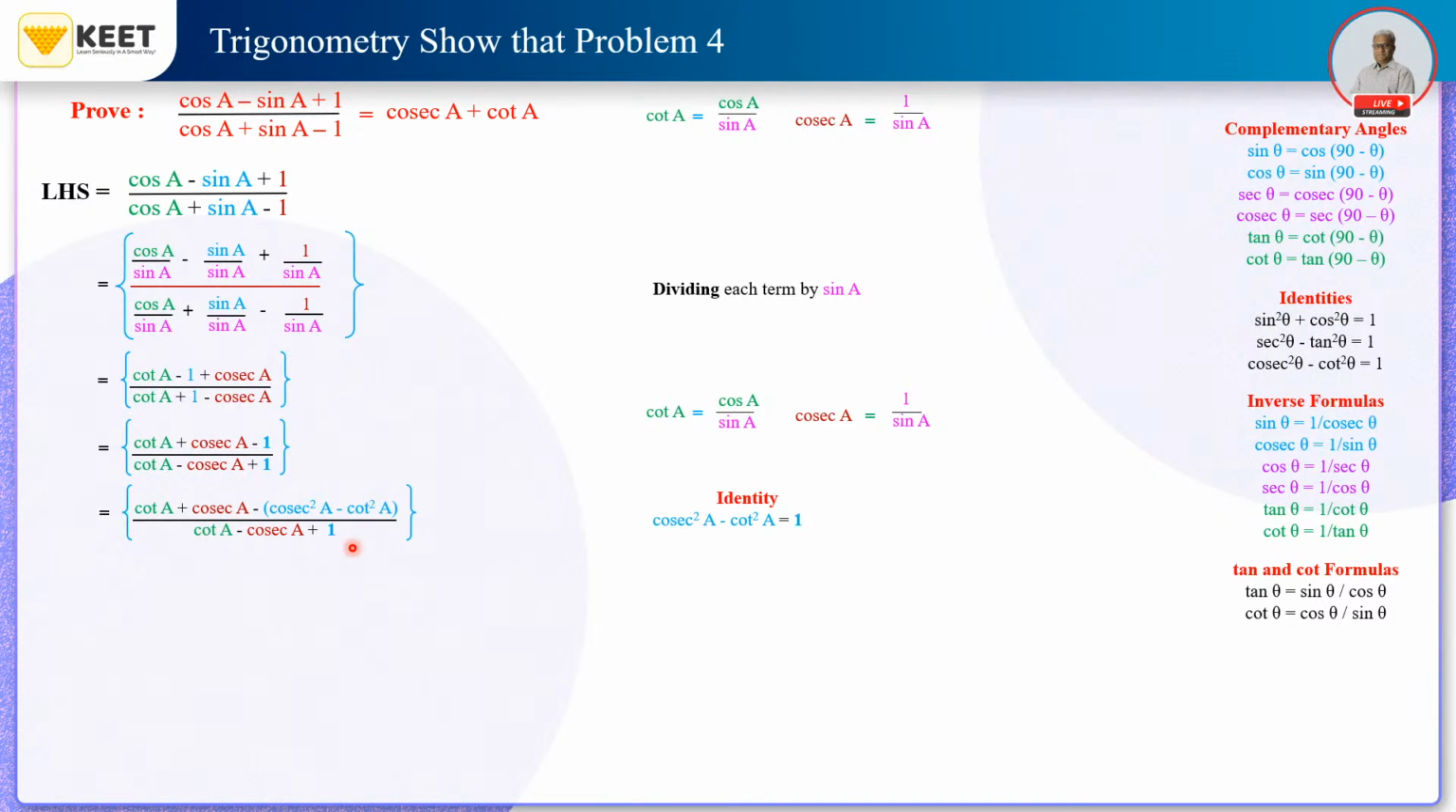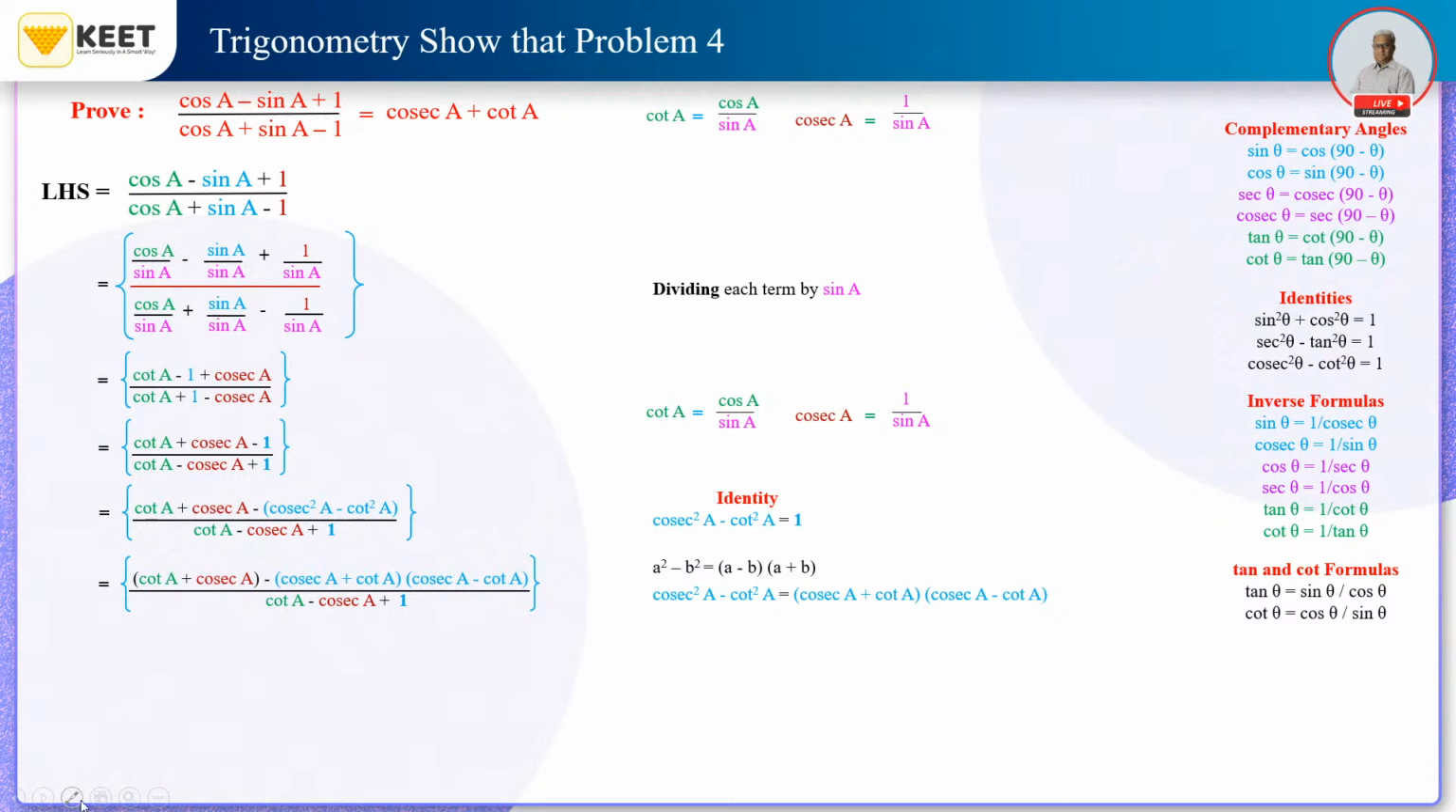Now students, after this step you must be very careful. Now here it is cosec square A minus cot square A. Now operate here using the formula A square minus B square. When you apply that formula, it will be A plus B, A minus B on the right hand side. In place of A, we have cosec square A, in place of B, we have cot square A. So here it will become cosec A plus cot A, cosec A minus cot A.